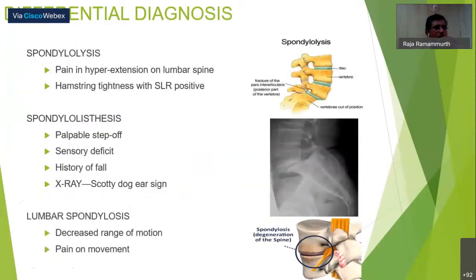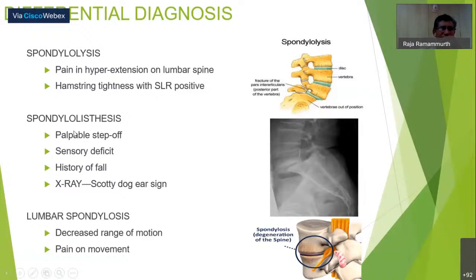Now let me enter into the differential diagnosis of the lumbar spine and its conditions. The first condition is spondylolysis. There is a diagrammatic representation of spondylolysis, where we can see pain in hyperextension of the lumbar spine. Whenever the patient performs hyperextension, there is very severe pain, and there is hamstring tightness with SLR positive. We can see the disc and the vertebra, and the fracture at the pars interarticularis, exclusively in the posterior part of the vertebra. This can be seen in spondylolysis.